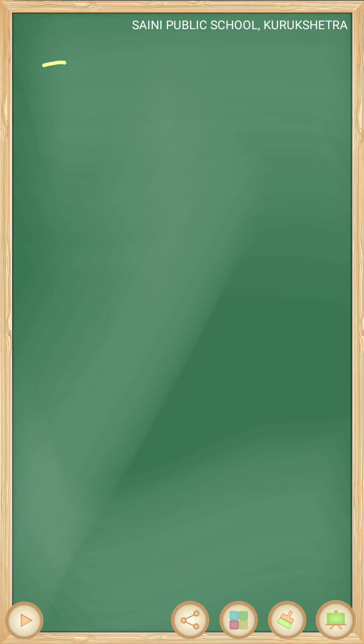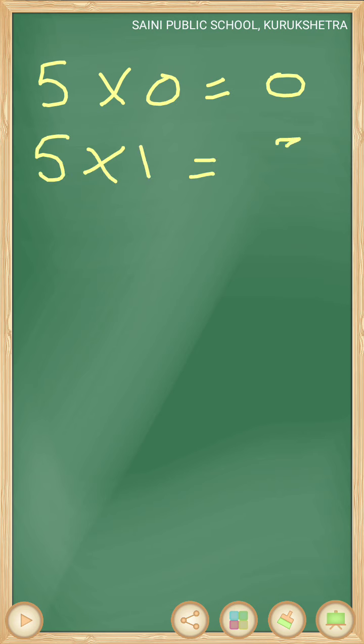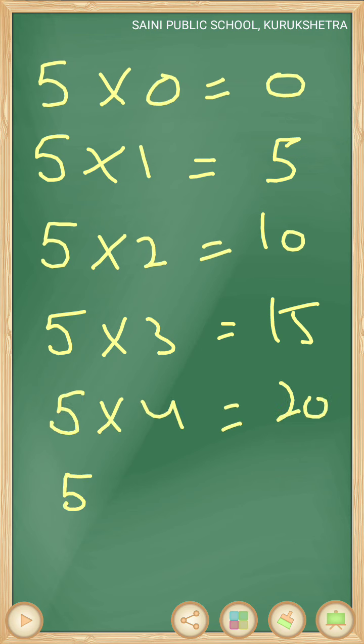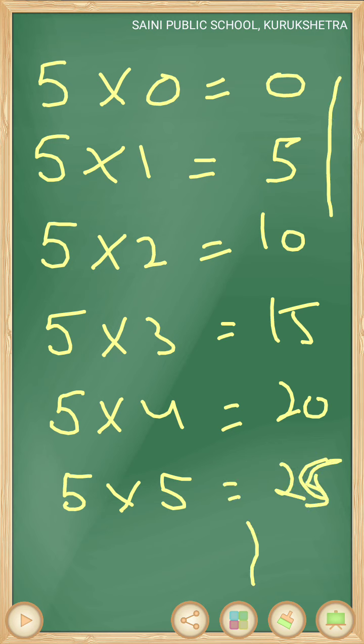Suppose we want to find multiples of 5. So what are multiples of 5? 5 into 0 is 0, 5 into 1 is 5, 5 into 2 is 10, 5 into 3 is 15, 5 into 4 is 20, 5 into 5 is 25 and so on. In this way, these are all multiples of 5. In short, we can say we can write the table of that number: 5 ones are 5, 5 twos are 10, 5 threes are 15, 5 fours are 20 and so on. In short, it is a table of that number.